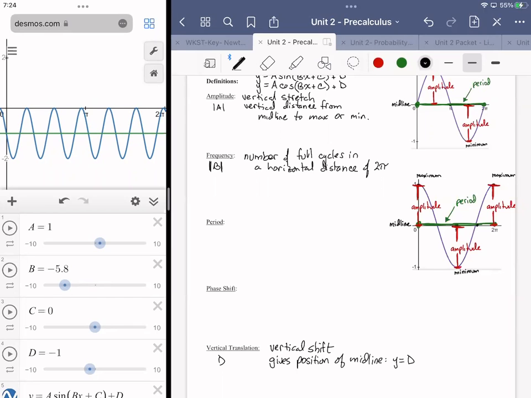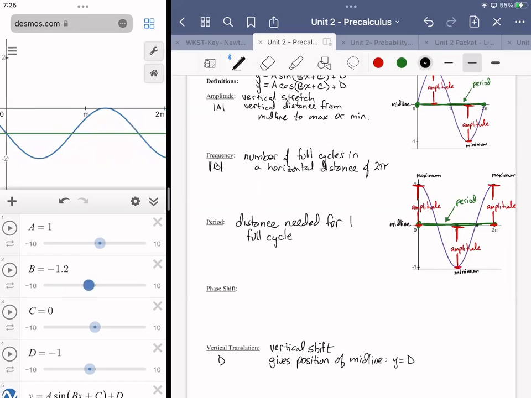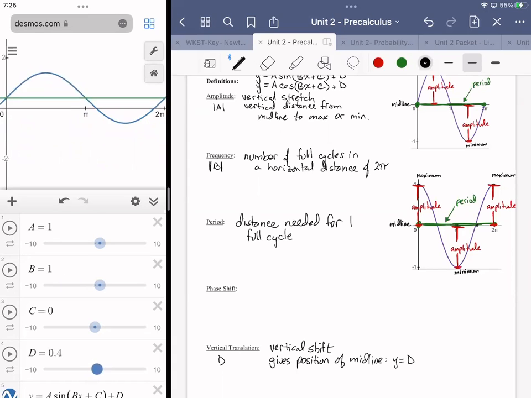The period is the distance needed for 1 full cycle. Now that's the first weird one. I mean, all of this is weird, but the A, the B, the D, you just pull that right from the equation and it tells you something immediately. Here we actually have to start looking at something a little bit more than just a single letter from the equation. So let me put this right back at 0, the D value that is. So this is just y equals the sine of x.